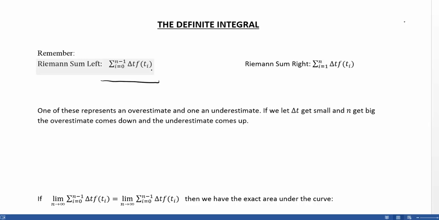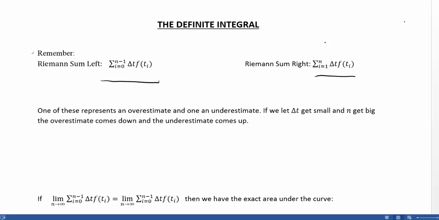The right-hand Riemann sum looks exactly the same, except that our index bounds go from 1 to n. So that's how we determined that we could succinctly write a generalized function for area under the curve for a left-hand estimate and a right-hand estimate.